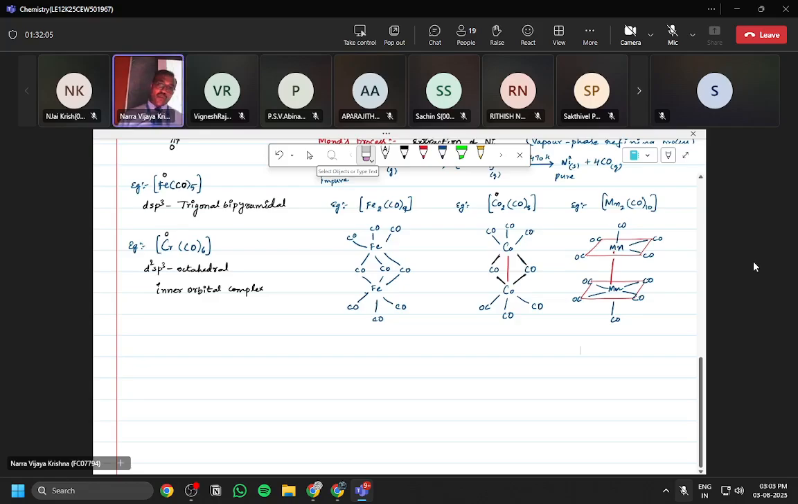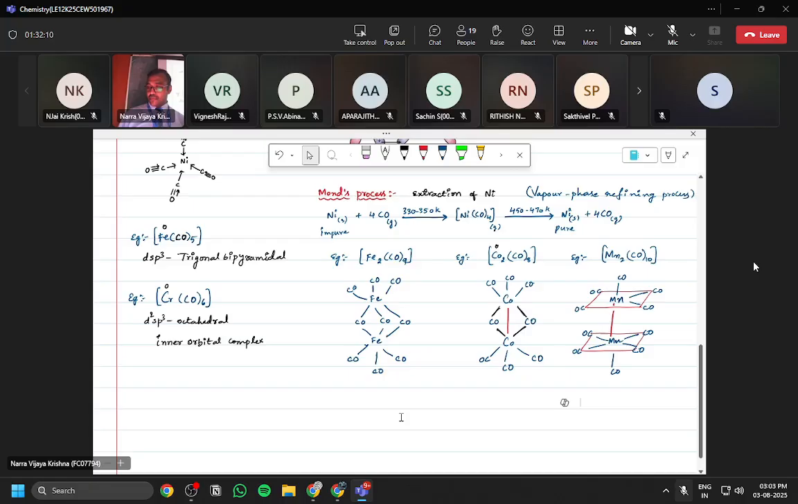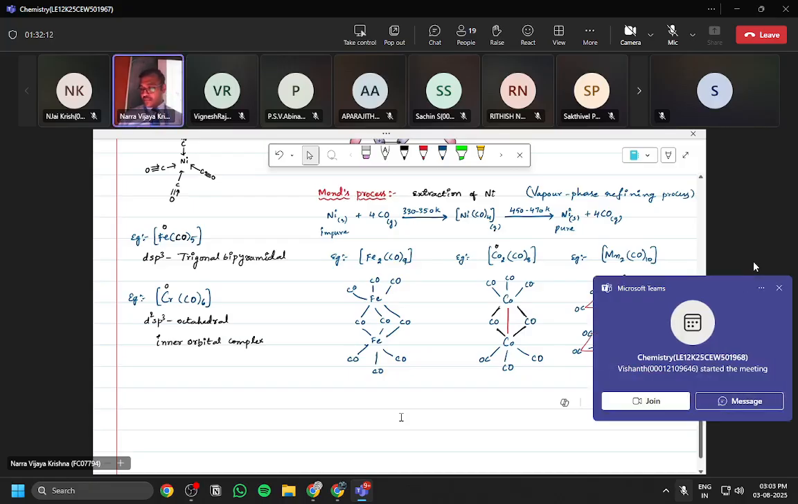So this is about metal carbonyls. Yes, sir. Coordination number: how many ligands are approaching it? Coordination number becomes 5. That one electron is because of the next manganese. When they ask coordination number, there is no problem. Coordination number will be 5 only.